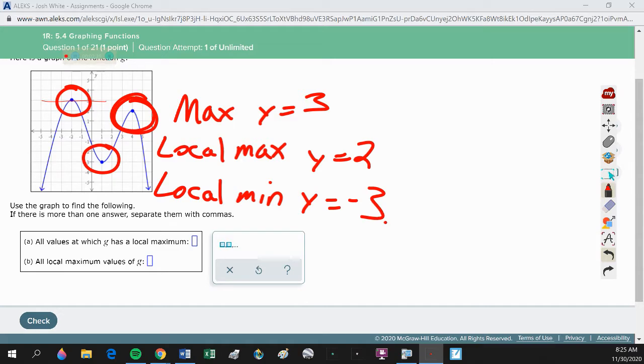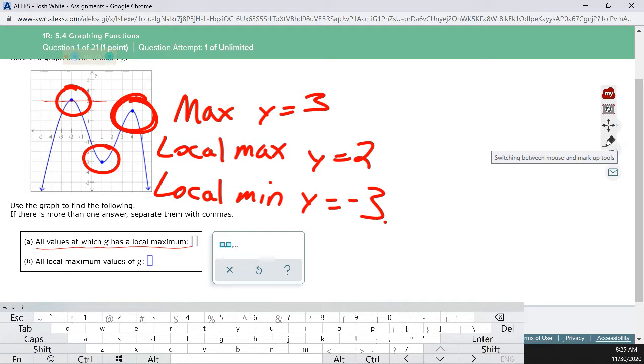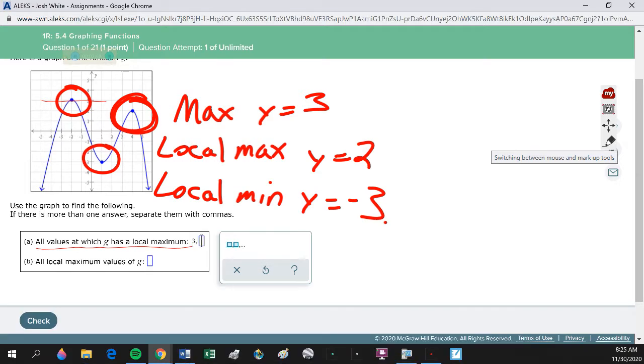So this is saying find all values at which g has a local maximum. So where are there local maximums? At 2, and it might want us to say 3 as well, because 3 is a local maximum. It is the overall maximum. So let's try this. So let's try 3, 2. No, a max is anywhere that has a high point.